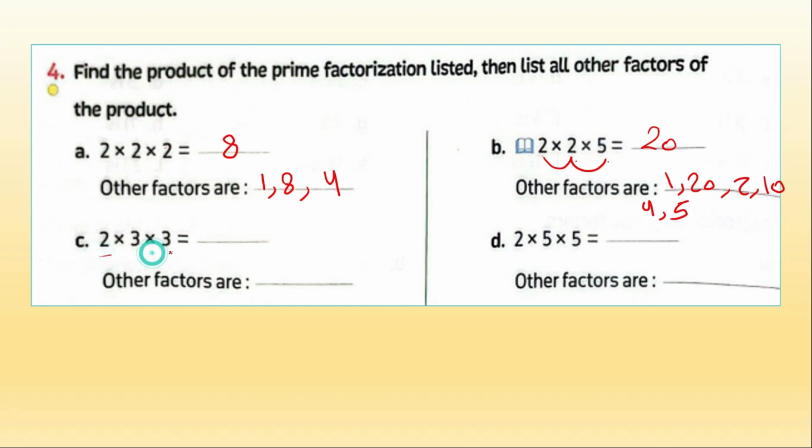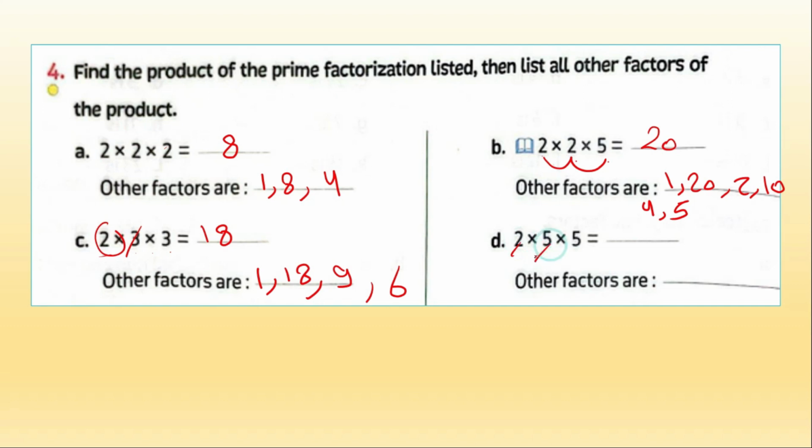2 times 3 times 3. 2 times 3, 6. 6 times 3, 18. Any other factors of 18? Yes, 1 times 18. And 2 times 9. We already have 2, so write 9. Any other numbers? Yes, 3 times 6 equals 18. We have 3, so write 6. Got it?